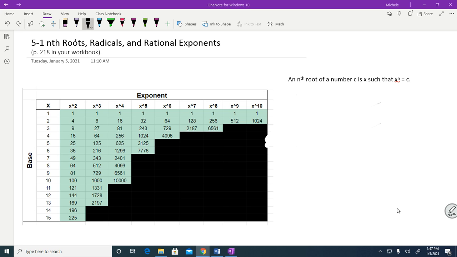Today we're going to be talking about a new chapter, Chapter 5. Chapter 5 is about radicals, rational exponents, and then also nth roots. So what is an nth root? Well, right here we have the definition. By the way, we're on page 218 in your workbook.